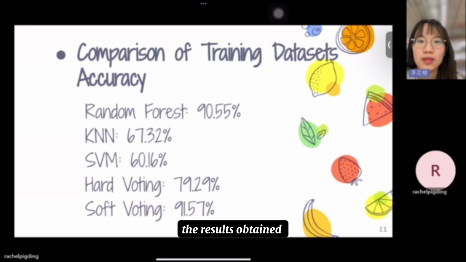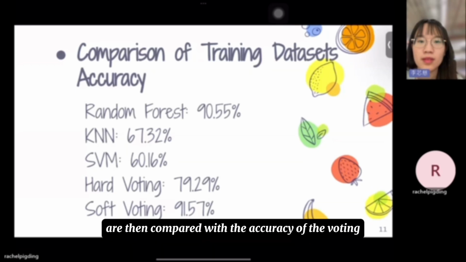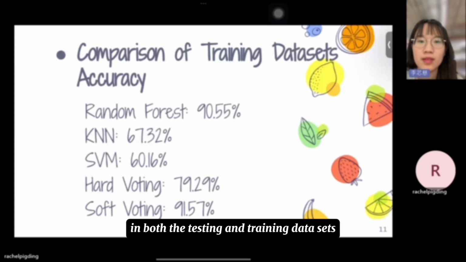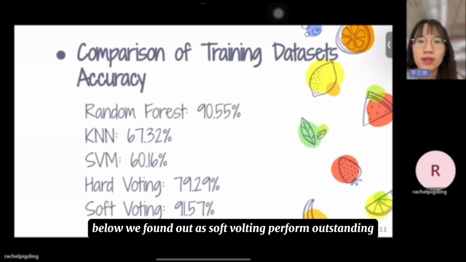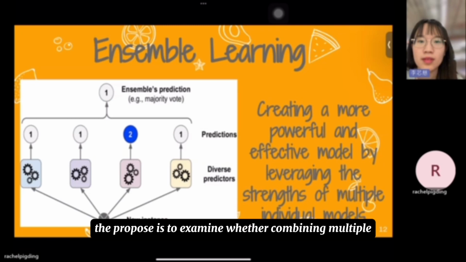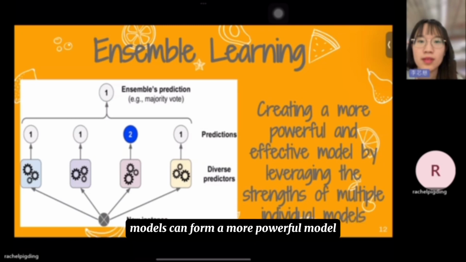The results obtained are then compared with the accuracy of the voting in both the testing and training data sets. Here's the training data set accuracy below. We found out that soft voting performed outstandingly. The purpose is to examine whether combining multiple models can form a more powerful model and achieve the expected ensemble learning.